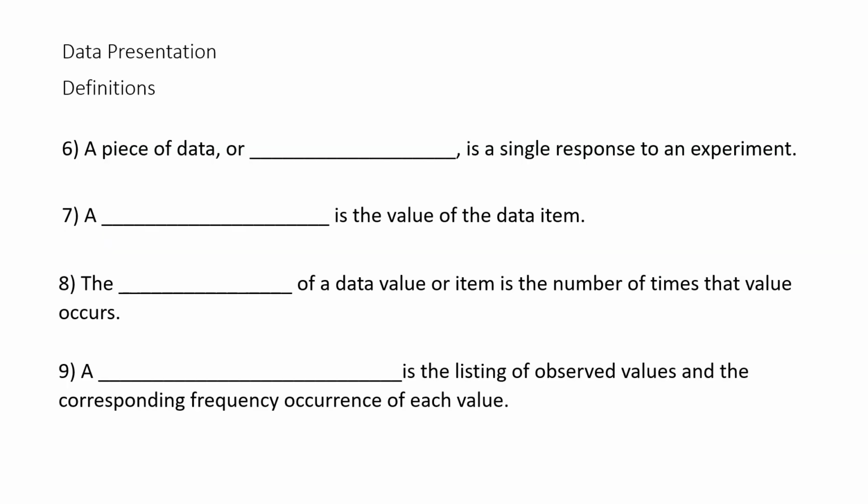Data presentation. Let's get some more definitions. 6. A piece of data or data item is a single response to an experiment. 7. A data value is the value of the data item. 8. The frequency of a data value or item is the number of times that value occurs. 9. A frequency distribution is the listing of observed values and the corresponding frequency occurrence of each value.